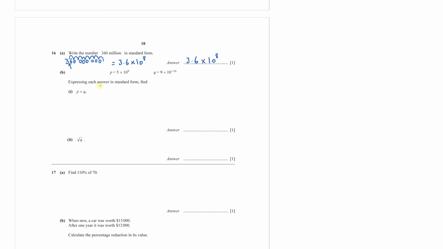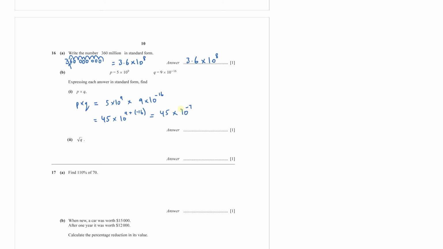Part B is express each answer in standard form. So you're given P and Q. You have to find the value of P multiplied by Q in standard form. So P multiplied by Q would be 5 times 10 power 9 multiplied by 9 times 10 power minus 16. So 5 times 9 is 45, and then you're multiplying, so you will add these powers. So this will be 45 times 10 to the power 9 plus minus 16, which would be 9 minus 16, which is minus 7.